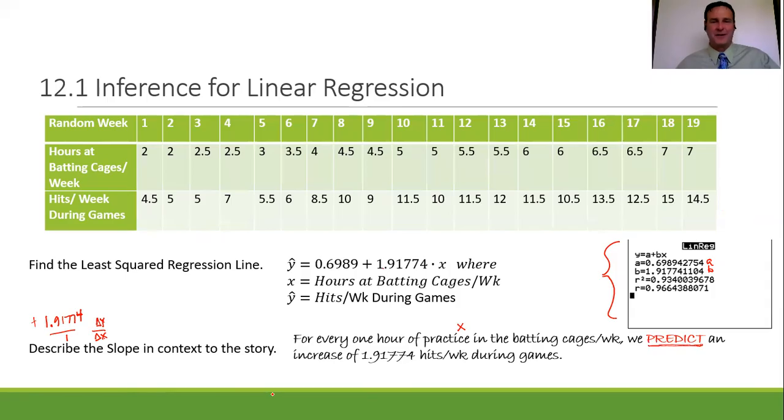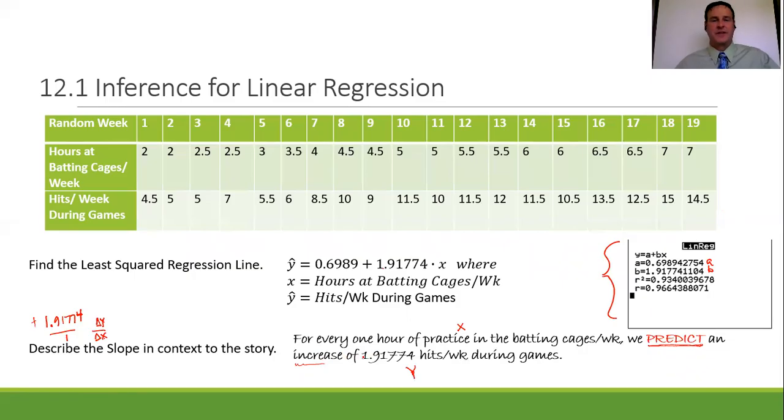We're not guaranteed that you're going to have 1.9177 hits for every hour of practice, it's just a prediction, okay? Again, an increase of this value. And of course, we use the word increase for this, what I'm going to call Y, because it was positive. Your B was positive. If your B were negative, then you would say decrease.